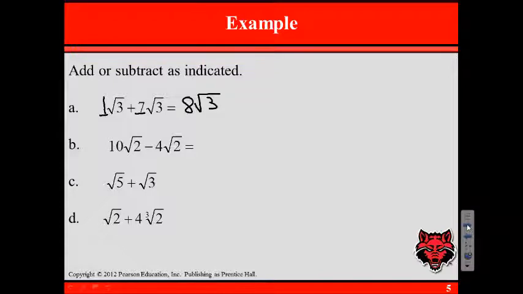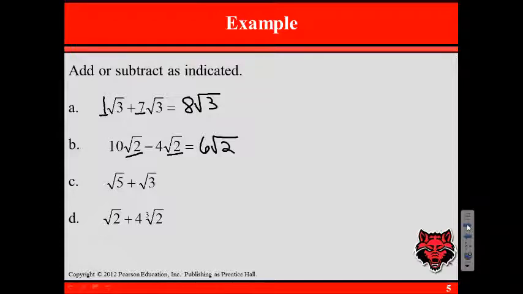On the next example, we have 10 square root of 2 minus 4 square root of 2. The square roots are the same. The numbers underneath are the same. We can combine the numbers in front. 10 minus 4 is 6. So this becomes 6 square root of 2. We do not add or multiply underneath the square root when we are adding or subtracting different square roots together.